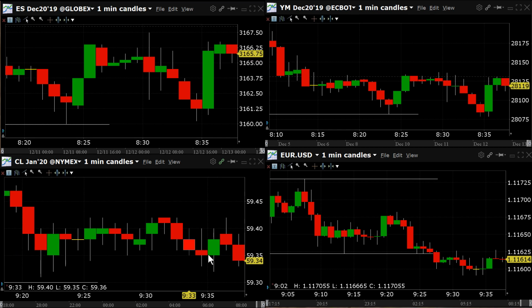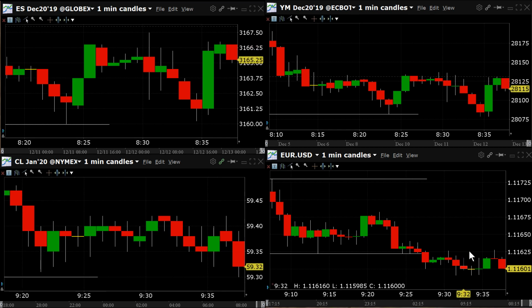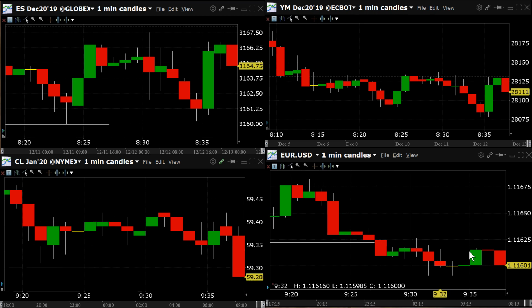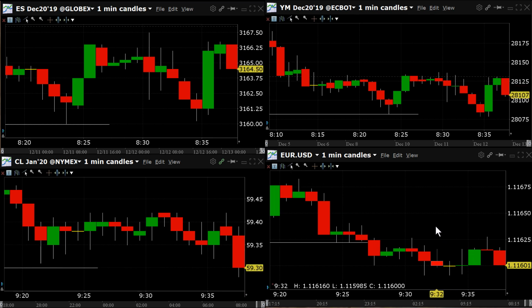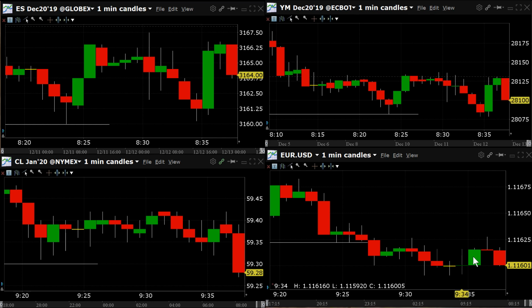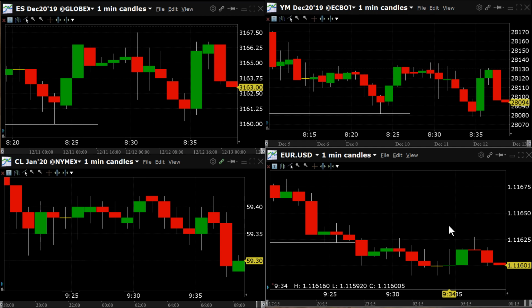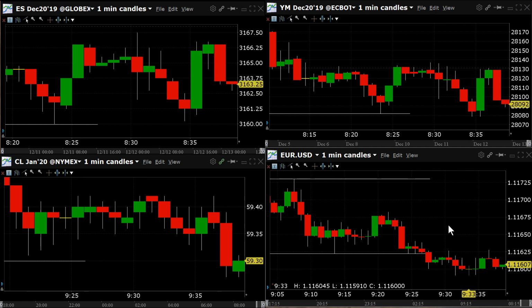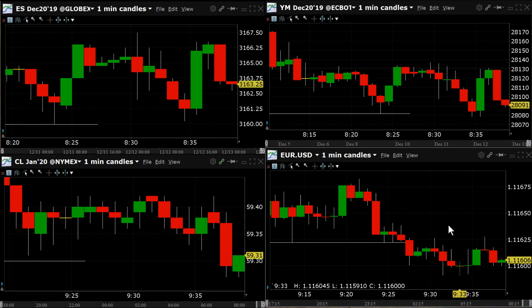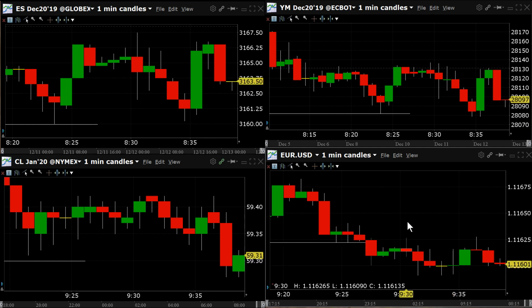All right, CL is still a short signal. Euro US dollar went offset long, but it's threatening to be another offset and be a short signal all the way here. Probably is, because that's the way it's going with the lines, but we'll see.